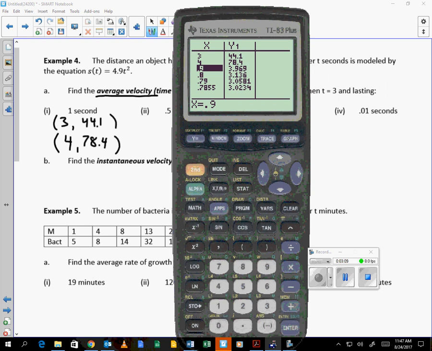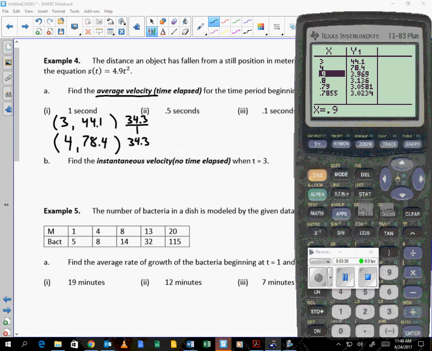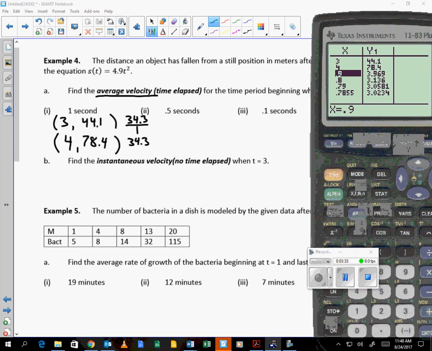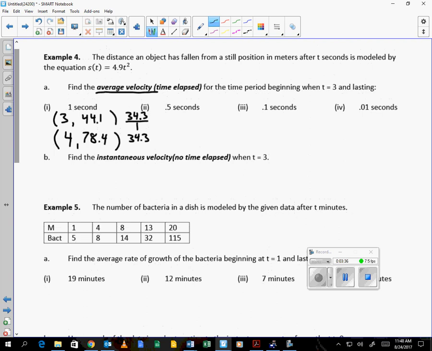Now I'm going to do my y sub 2 minus y sub 1, which is 34.3 divided by 1. And I get 34.3, and I'm going to need a label here, okay? What are these? What are the y values measured in? What's the unit of measurement for these? Meters. Very good. Question. Y sub 2 minus y sub 1. Yep, I put the 4.9 t squared in my calculator.